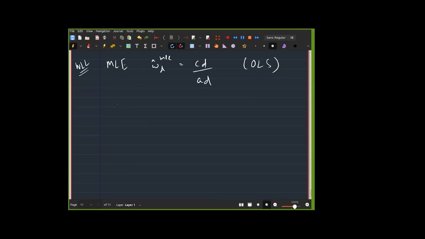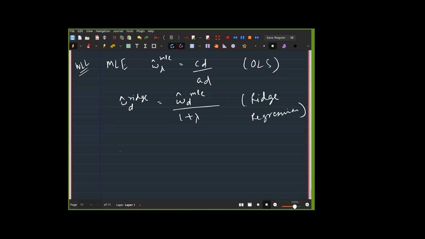Then we also have W_d hat ridge. This is for ridge regression. And it is just W_d hat MLE divided by 1 plus lambda. So this is my ridge regression.